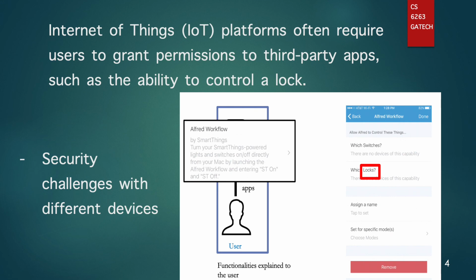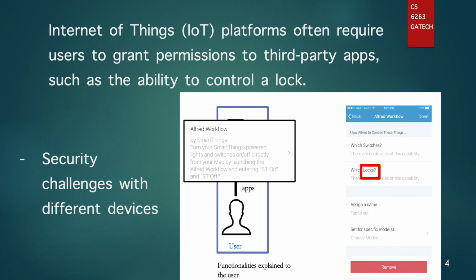Internet of Things platforms often require users to grant permissions to third-party apps, such as the ability to control a lock or a light switch in your house. Doing so involves security challenges, and there are different security challenges with different devices, obviously.